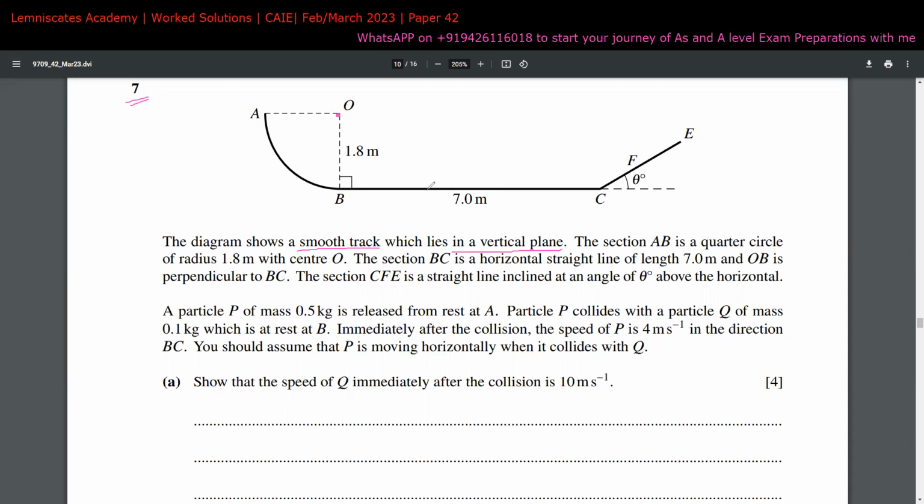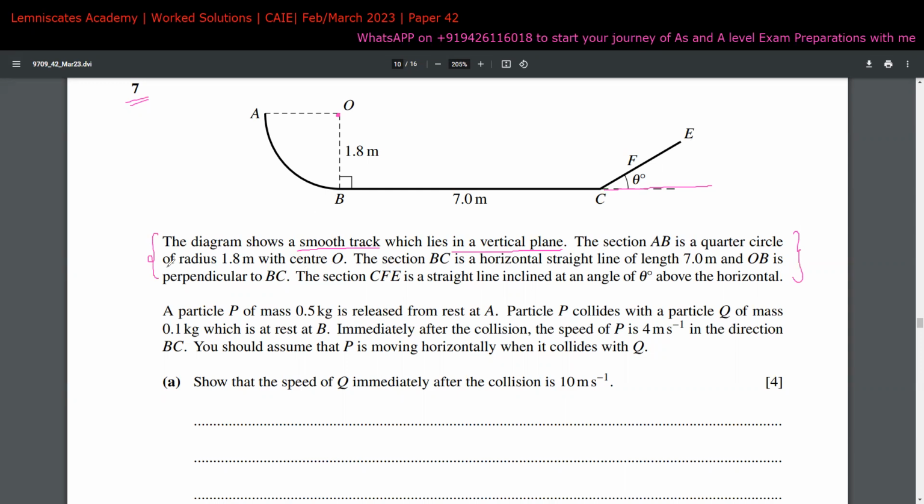The section BC is a horizontal straight line of length 7 meters. Then this OB is acting perpendicular to this particular BC track. And then the section CFE is again a straight line, but now inclined at an angle of theta degrees above this particular horizontal line. So that's the information that we have decoded from the first paragraph.